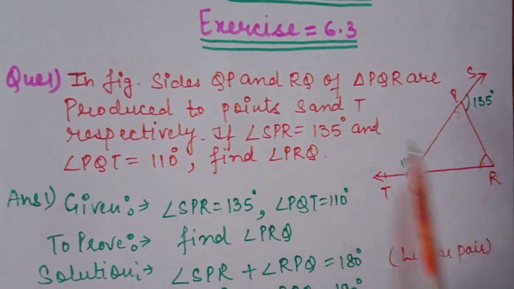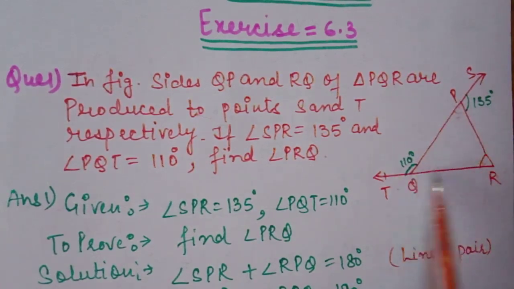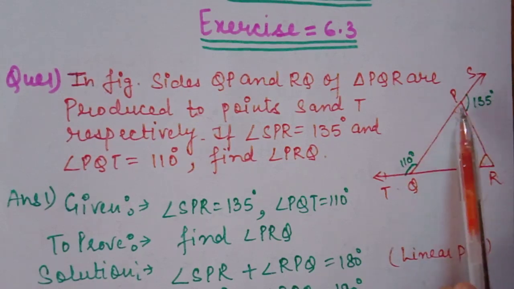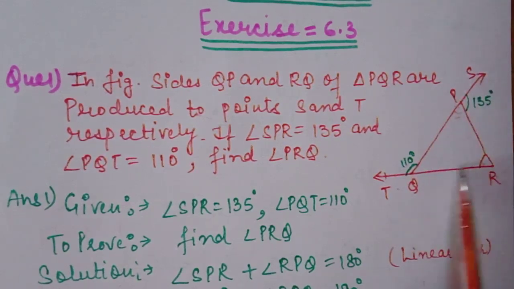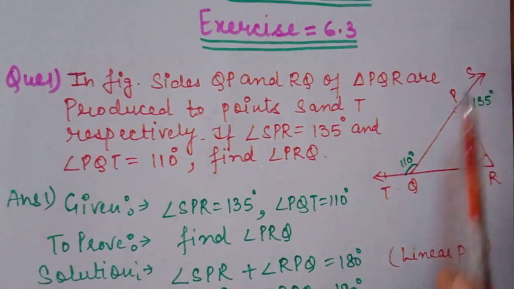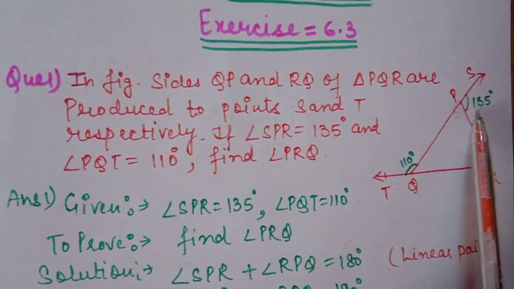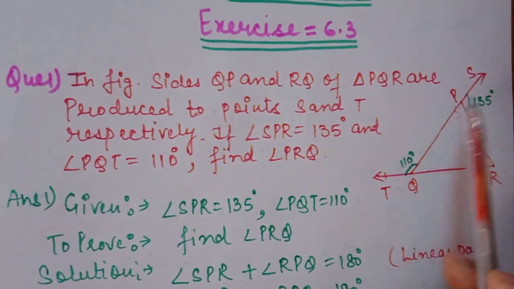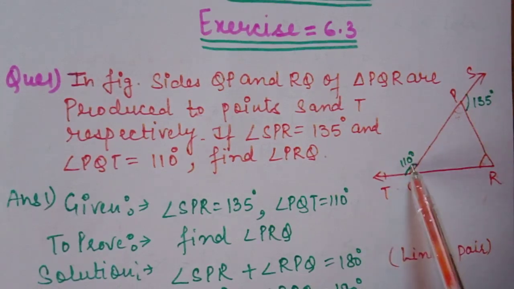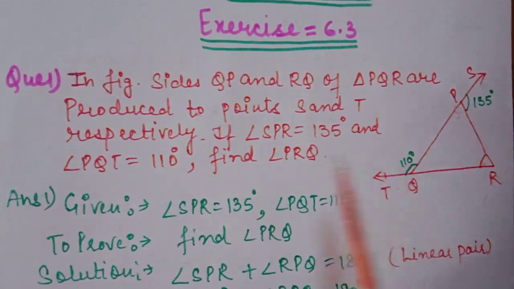Now we will learn all these things with the help of this diagram. We have a triangle PQR. According to the question, we have to produce QP and RQ at points S and T respectively. Now angle SPR is 135 degrees, given. Angle PQT is 110 degrees, given. Now we have to find this angle. We have so many different methods to solve this question. So now we will try to solve this question.